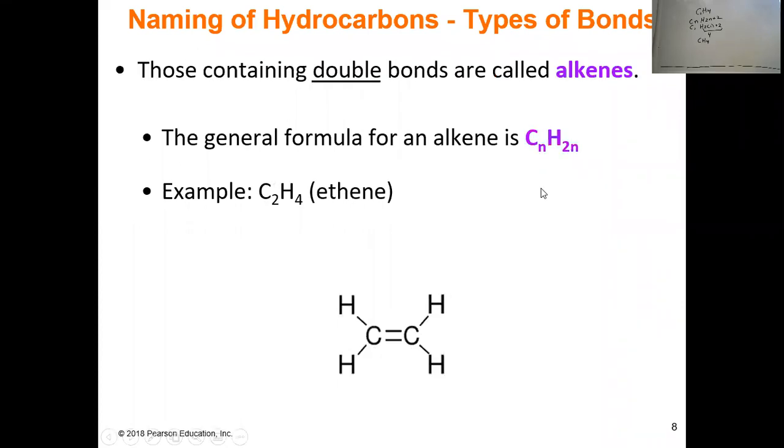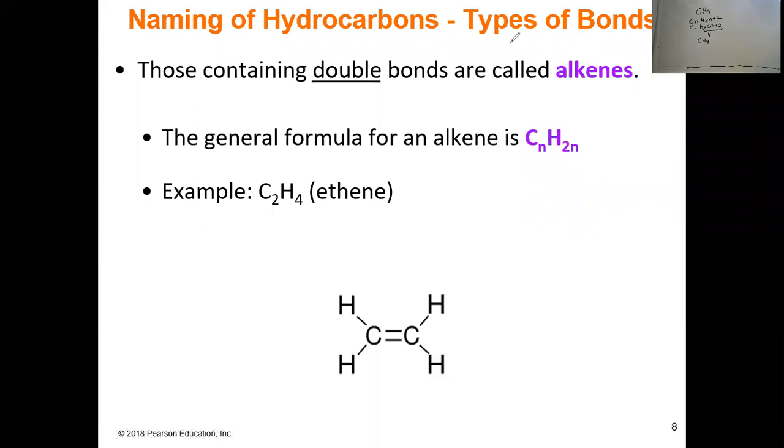All right, an alkene, on the other hand, will have double bonds in it. So you see that ene ending, that indicates that you have an alkene, the double bonds. The general formula for an alkene is a little bit different. It's CnH2n. And look at the example here.